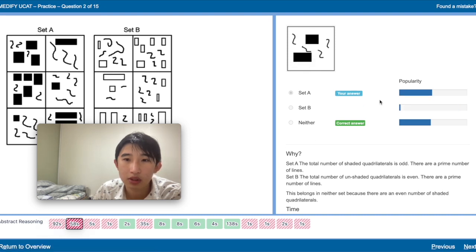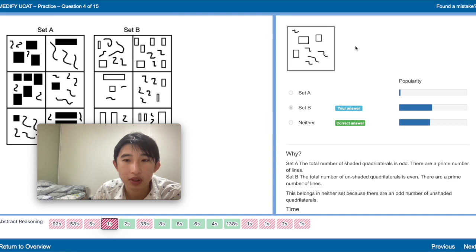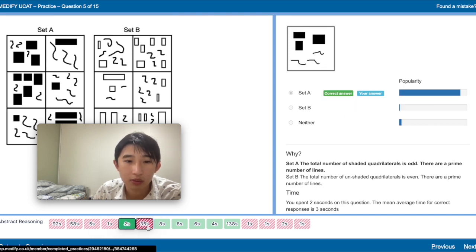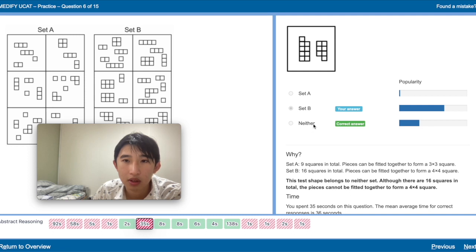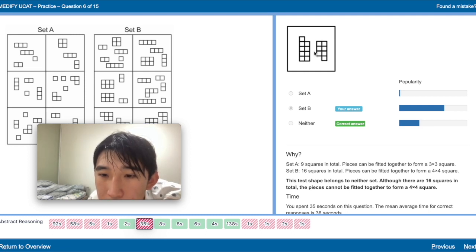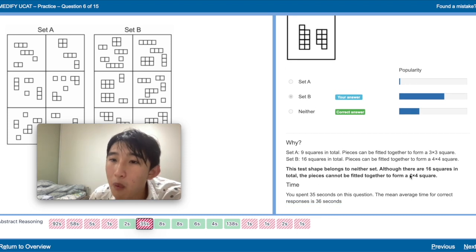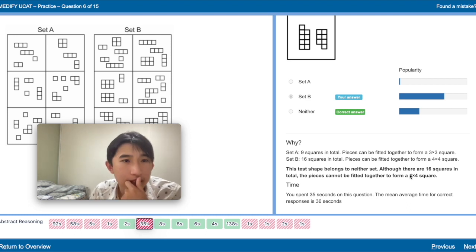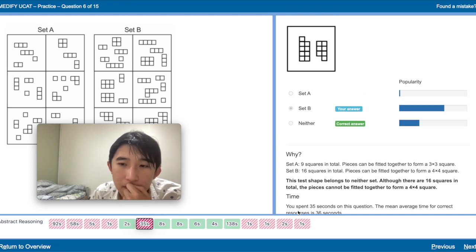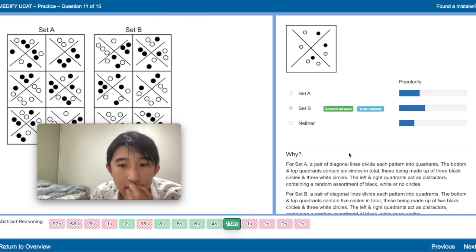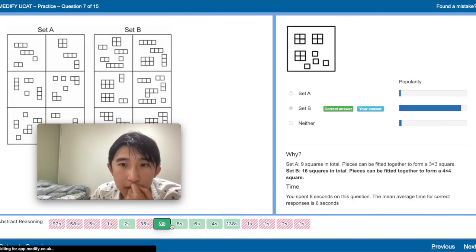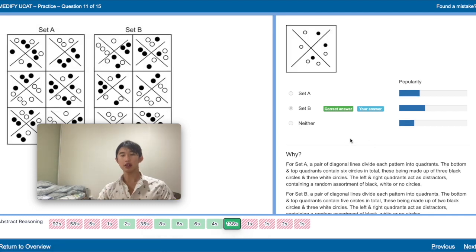2. Neither, definitely. 4, neither. 1, 2, 3, neither as well, and we guess that one. What? Although there are 16 squares in total, they cannot fit together to form a 4x4 square. Wow! Pieces can be fit into a 3x3 square. Oh, right. That's tricky. Right, so we've got this pattern, but not the fit-by-square thing.